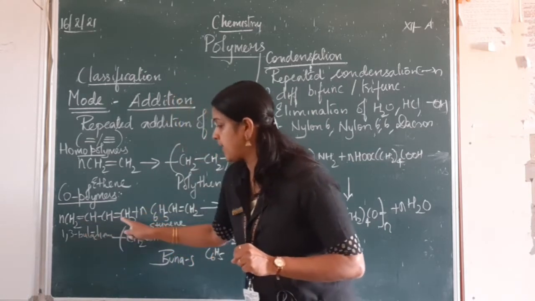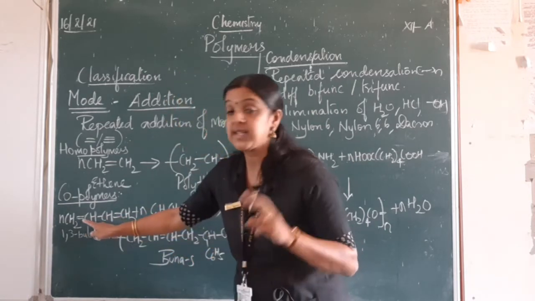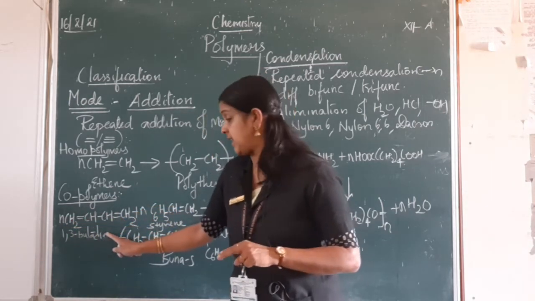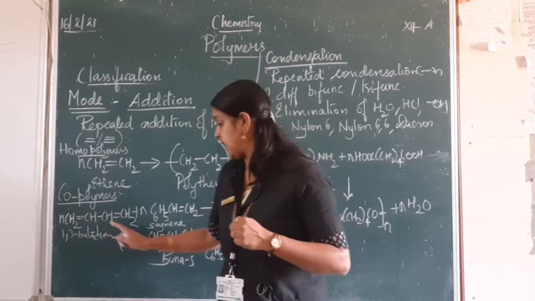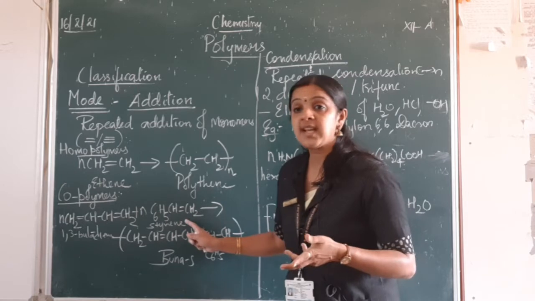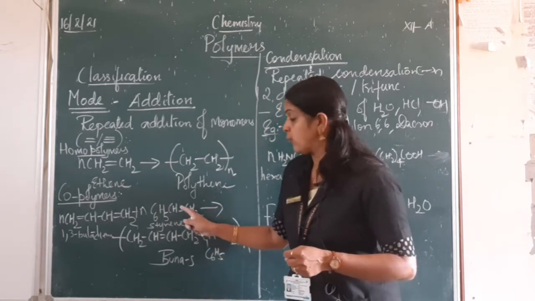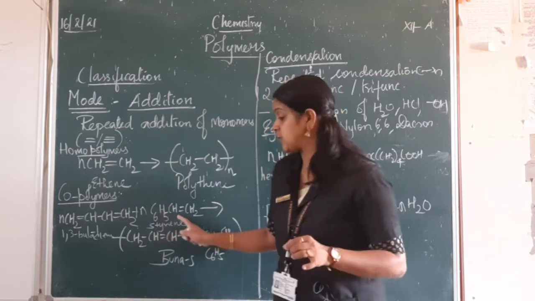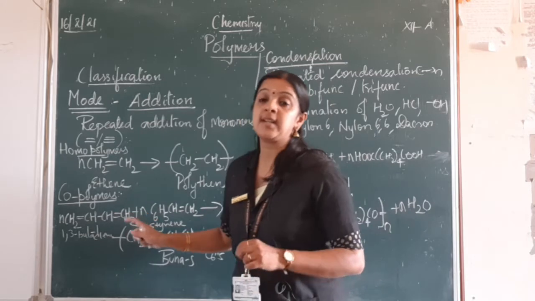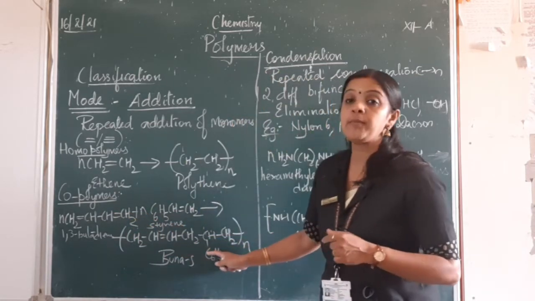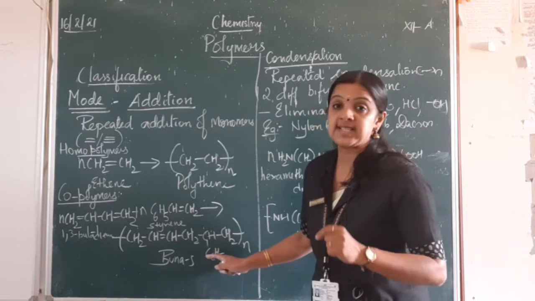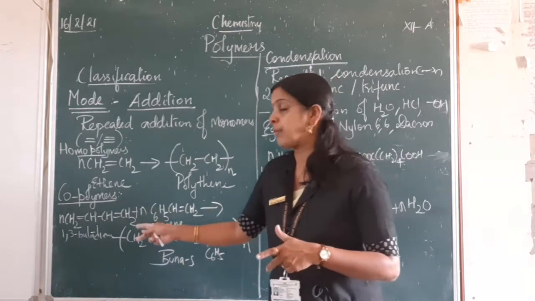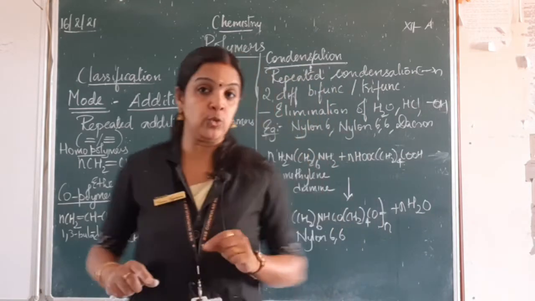1,3-butadiene. You have 4 carbon atoms, the first carbon and the third carbon having a double bond. So, n molecules of 1,3-butadiene. Diene means 2 double bonds. So, diene plus styrene. What is styrene? CH double bond CH2, where one of the hydrogens is replaced by a phenyl group, C6H5. So, this is styrene, which combined together undergoes polymerization to form Buna-S. So, this is an example of addition polymers having copolymerization. Copolymers means two different monomer units.